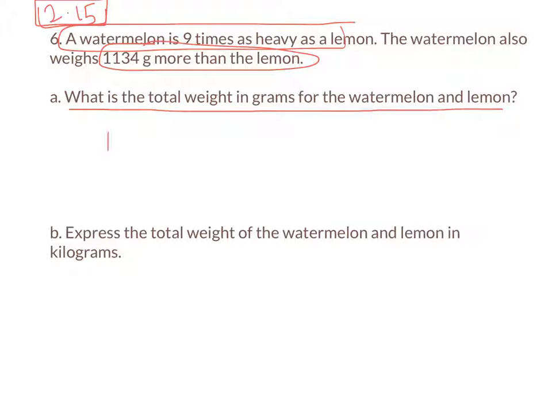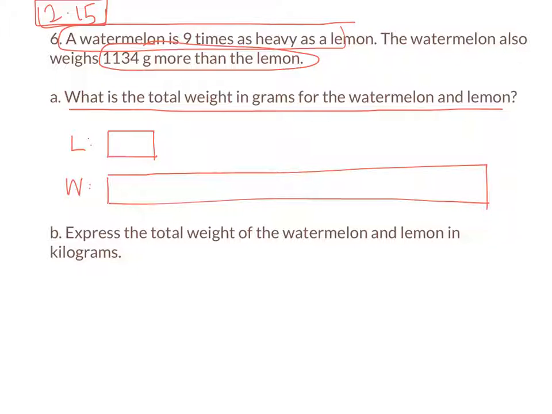So if this is my lemon, I'm going to draw an L there. That's my lemon. Does my watermelon weigh more or less than the lemon? More. Okay, how many lemons could I fit inside the watermelon? 9. So 1, 2, 3, 4, 5, 6, 7, 8, 9. Do you guys see that? Yeah. It would take 9 lemons to weigh the same amount as the watermelon. And I can show that by drawing 1, 2, 3, 4, 5, 6, 7, 8, 9 pieces that are exactly the same piece as the lemon.